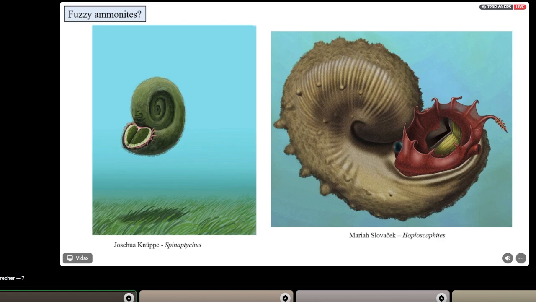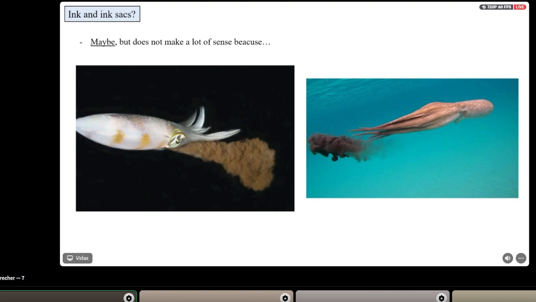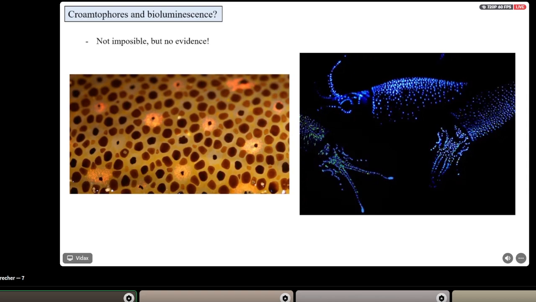And with ink, probably not, because coleoids use that to escape. Ammonites would probably not be that agile, so we don't know if they would have it, but it doesn't really make a lot of sense. And chromatophores and bioluminescence, probably no, we don't know. Maybe it's something that can evolve multiple times, has evolved multiple times in the animal kingdom. I would go for it in some ammonites. It's something that could have been possible.